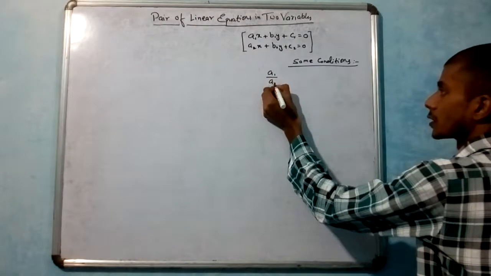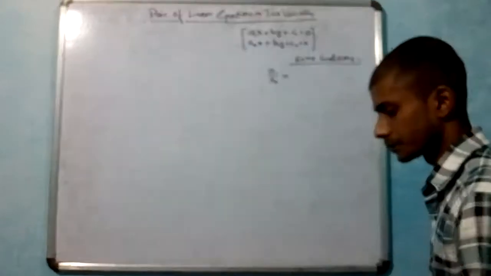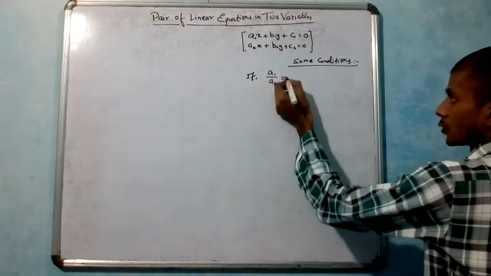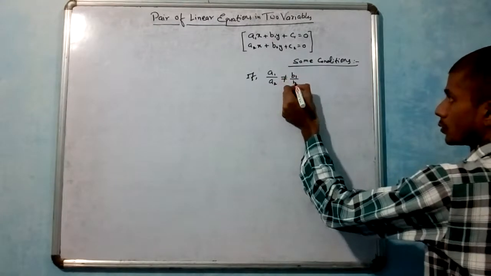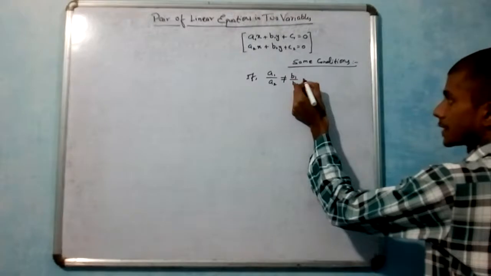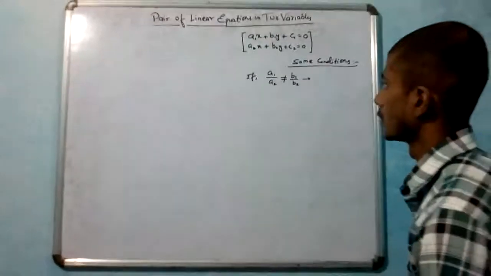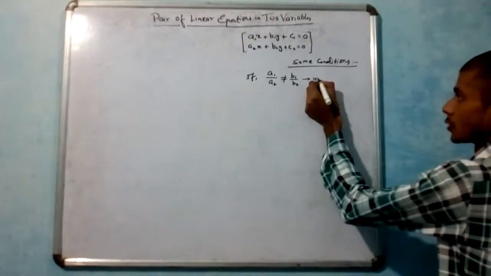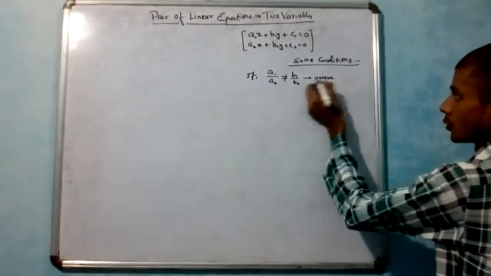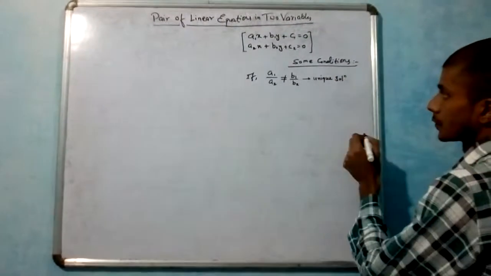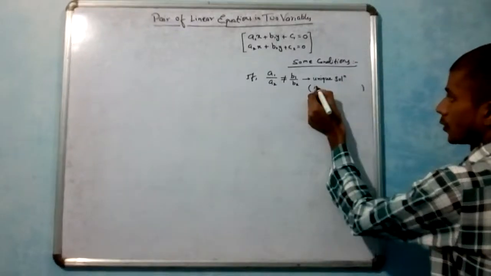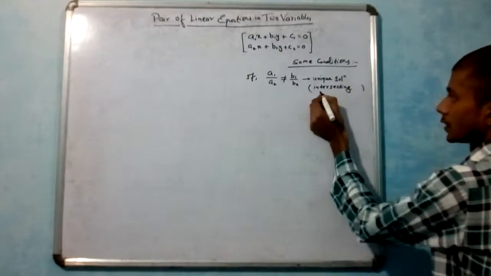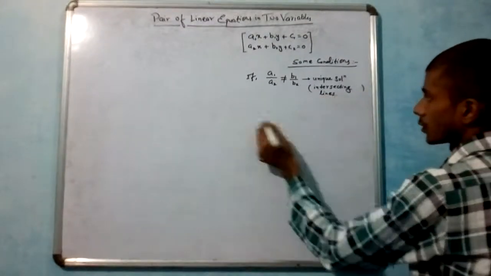See the conditions. What were the conditions? That is, a1 by a2 was not equal to b1 by b2. Then unique solution. Unique solution, no? And in the graph, what type of lines? Intersecting lines. They will intersect at one point.